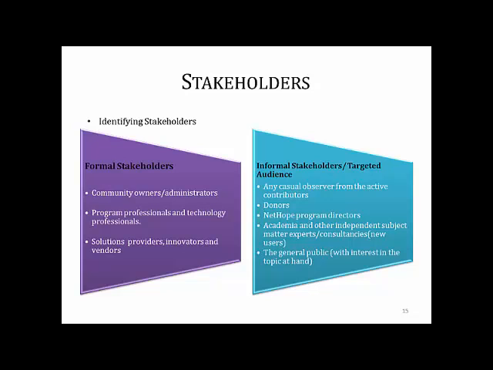There are two types of stakeholders, formal and informal stakeholders. Formal stakeholders cover community page owners or administrators, program professionals and technology professionals, solutions providers and innovators, and vendors. Informal stakeholders, or targeted audience, can be a casual user, a donor, a NetHope program director, or an independent expert within that field. Also, the general public comes under the informal stakeholders.